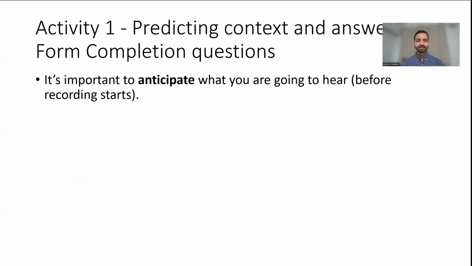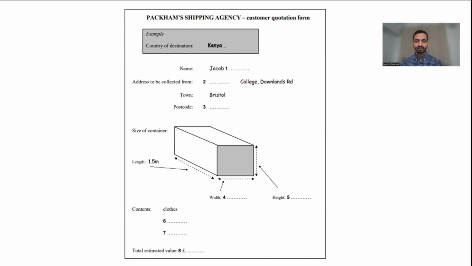Okay. All right, let's move on to this one: predicting context and answer form completion questions. So how do you predict? It's important to anticipate what you're going to hear before the recording starts. You can predict or anticipate the answer by reading the question and reading the gaps and understanding the context. It's very important to understand the context, and if you understand the context, you will be able to then predict the answers.